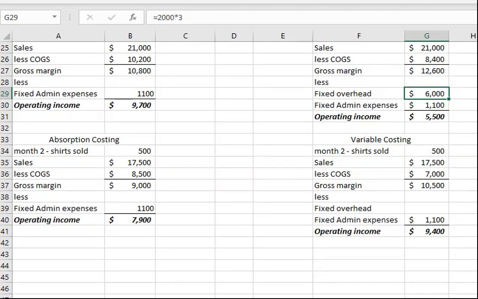Hopefully this example helps better explain, or better illustrate, the difference between the two methods of accounting or costing, and provides a better understanding of why GAAP uses and prefers the absorption costing over variable costing.